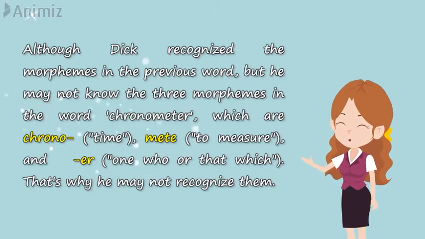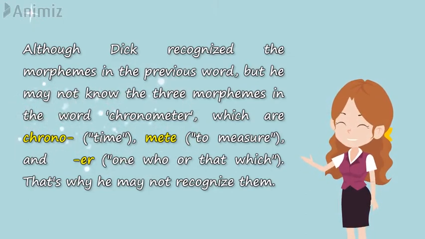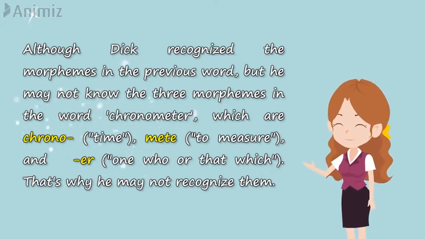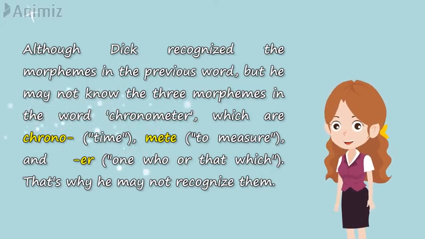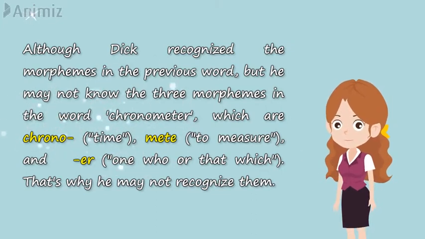Although Dick recognized the morphemes in the previous word, he may not know the three morphemes in the word chronometer, which are chrono, time, meter, to measure, and one who or that which. That's why he may not recognize them.